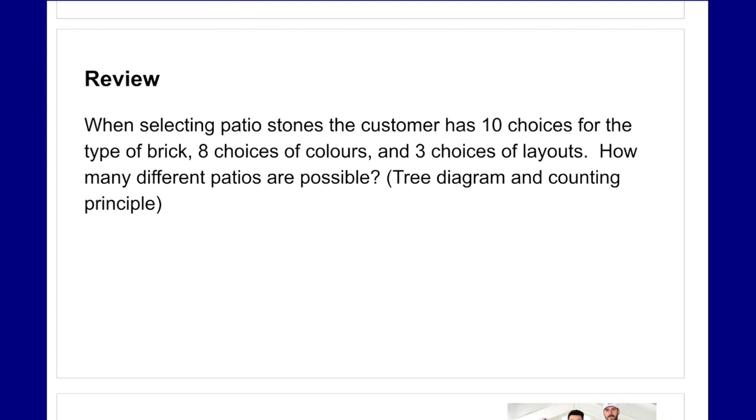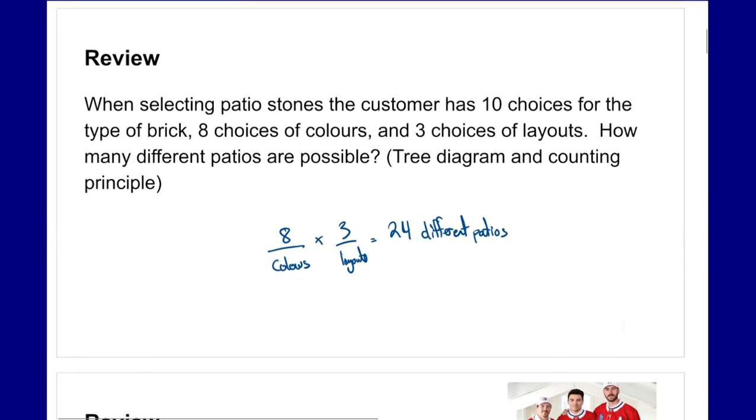But in terms of the counting principle, in terms of colors, we have 8 possible colors multiplied by 3 choices of layouts, giving us 24 different patios.